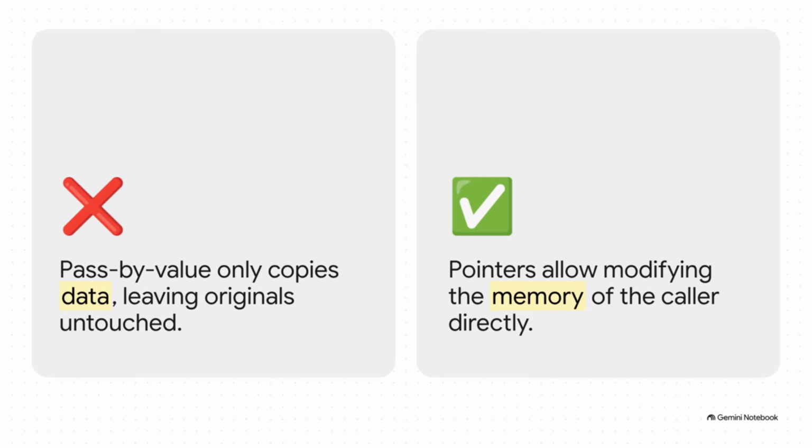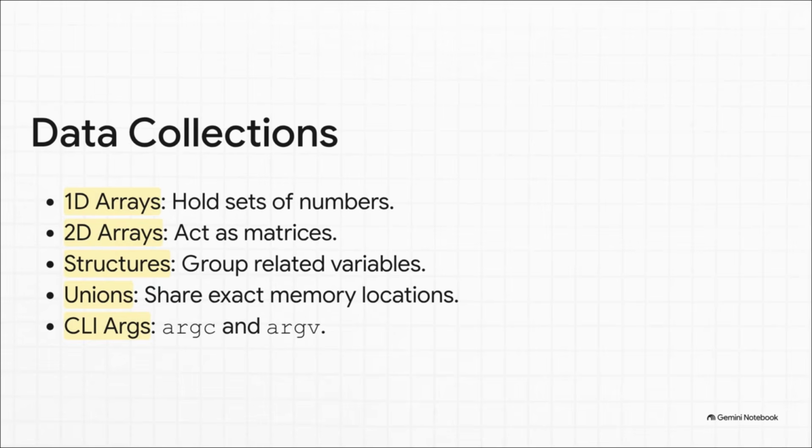But looking at the right, passing by address using our exchange int a, int b function with pointers and the dereference operator allows the function to reach back and modify the caller's memory directly. This is the exact exchange logic every single sorting algorithm relies on. These constructs let us manipulate massive collections of data. 1D arrays hold our flat lists of numbers, while 2D arrays act as matrices for complex math. And to keep things organized, a struct lets us group related variables, like a student's name, their marks, and their grade, under one single roof.